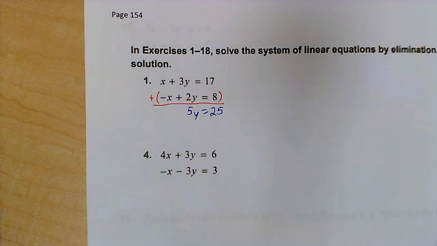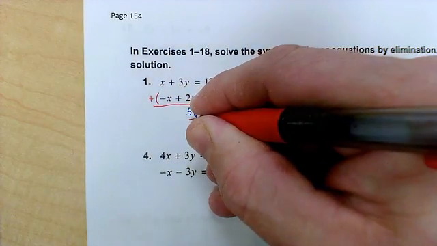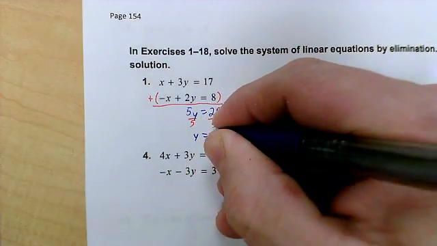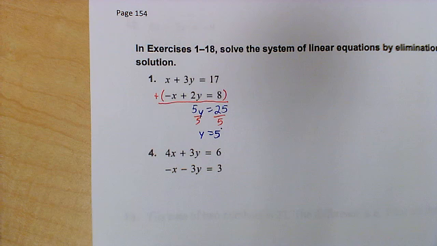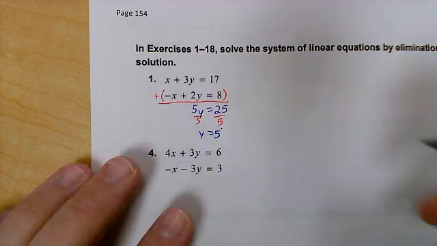Now I've created a new equation by adding the two previous equations together. It doesn't seem like that should work, but it does. So now I can divide by 5 on both sides and get that y is equal to 5. Alright, now, not only would I be able to do that, I would also be able to solve for x now since I know the value for y.